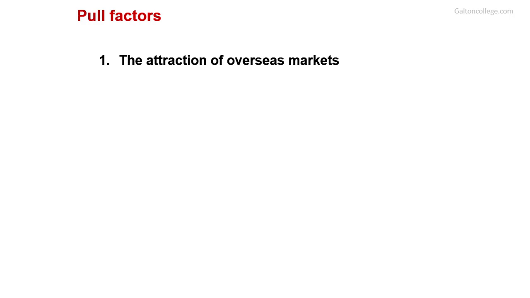The attraction of the overseas markets. Perhaps overseas markets are seen as vibrant and innovative and changing, and so if they're able to get into that market, they'll get lots of valuable feedback. They will get experience of handling that type of customer. There's a lot of attractions for companies to enter overseas markets and get the experience of doing it.